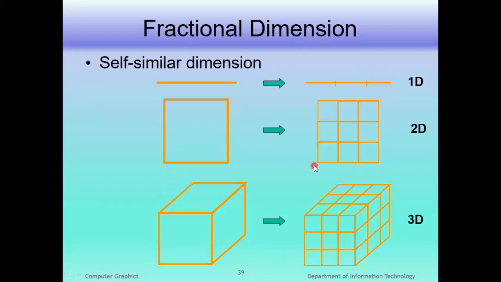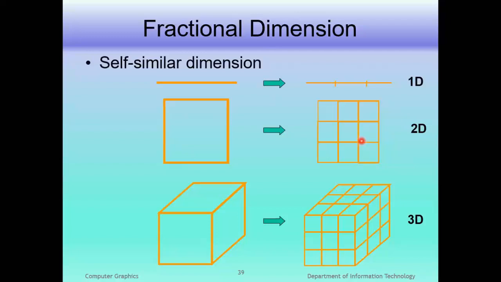A two-dimensional square. And if we want to scale it by 1 by 2, then how many small squares will get generated? If we want to scale it 1 by 3, how many squares will get generated? 9.